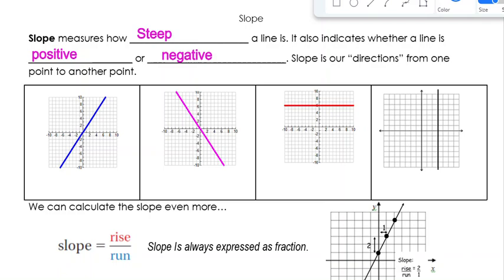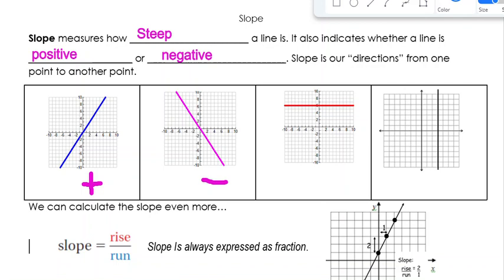All right, so the good thing about this is you guys kind of already learned this with scatter plots, right? Scatter plots have the same correlation as slope. So this one right here is a positive slope because it's going up from left to right. This one is going down from left to right, so that would be a negative slope.